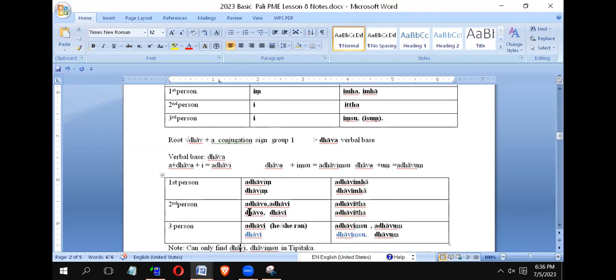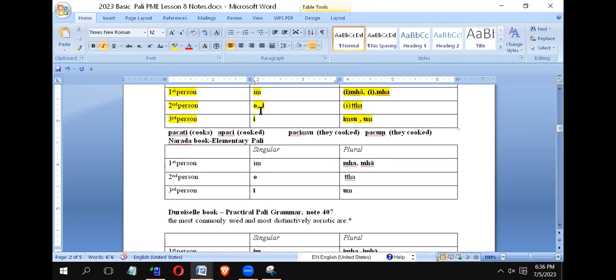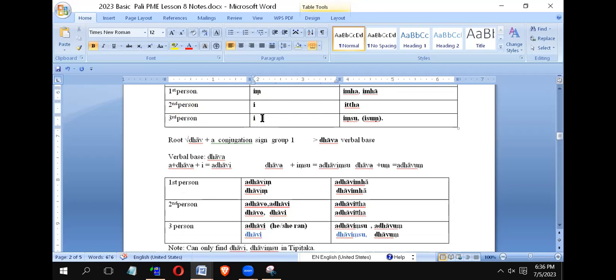Okay, so the first one you see is adavi, or sometimes we don't have the a, and you have davi. So the form you remember, the first one, is ending with i. This we call he or she ran. So we recite adavi, davi.